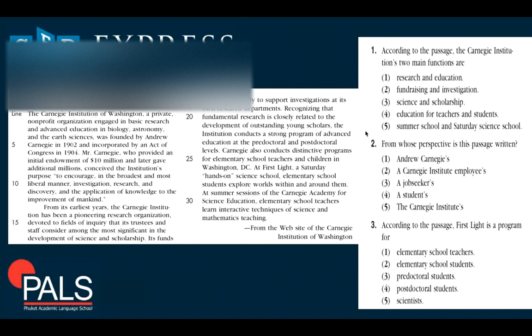Like I said the last time, for the fictional texts, it is the same for nonfiction. They can be excerpts, they can be taken from a longer set of text, or they can be just as is. Okay, here is our question. According to the passage, the Carnegie Institution's two main functions are... I'll give you a second to figure that out.